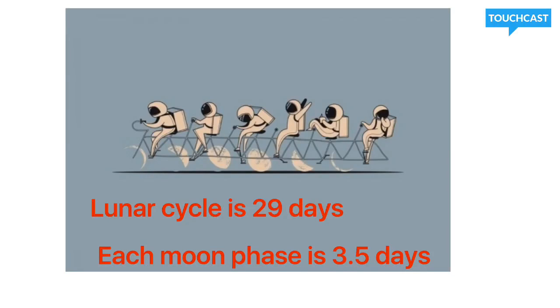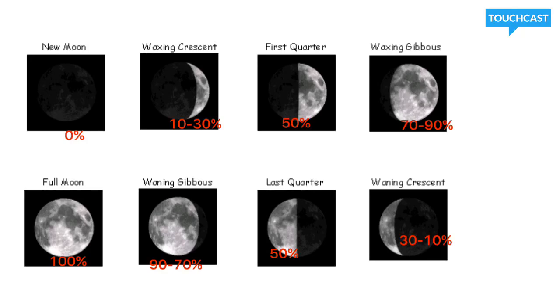Alright, the lunar cycle is about 29 days long, and each moon phase in the cycle takes about 3.5 days to complete. Let's look at each moon phase. Alright, these are the 8 moon phases. Basically, it starts off the cycle with the new moon. The new moon is completely dark, and it's always between the sun and the earth. And basically 0% of it is lit up.